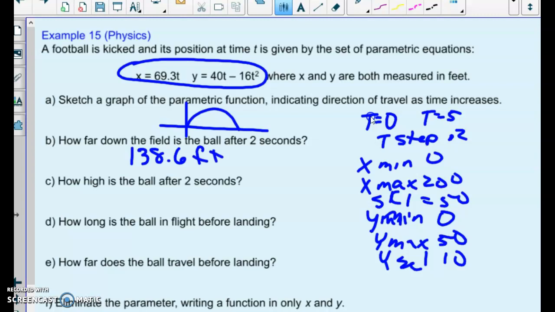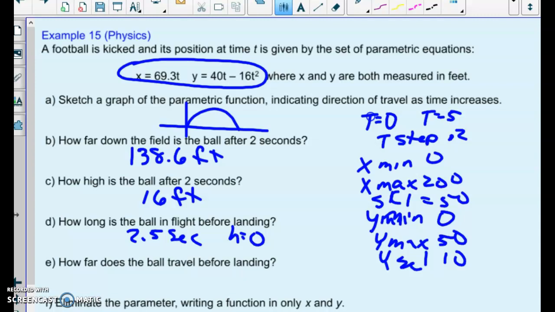And how high is the ball at 2 seconds? The y value is 16 feet, so it's still in the air at 2 seconds, but it's definitely coming back down. How long is the ball in flight before landing? Well, we know that at exactly 2.5 seconds, the height of this is 0, so when the y value is equal to 0, it's back down on the ground. So I'm going to go to 2.5 seconds.